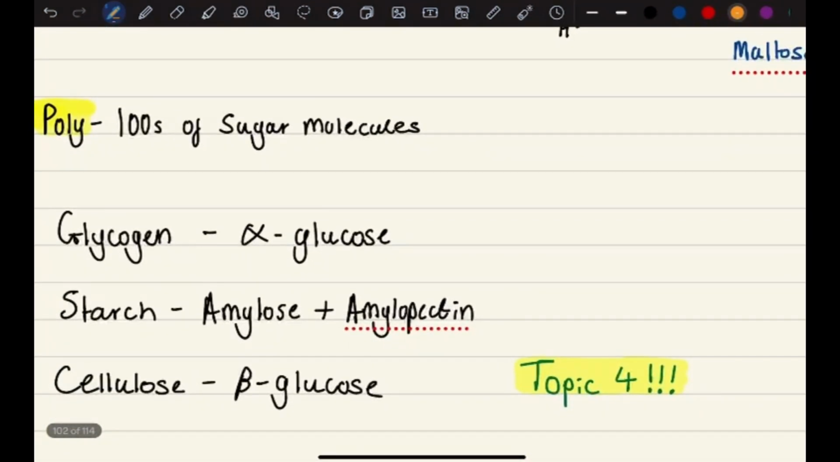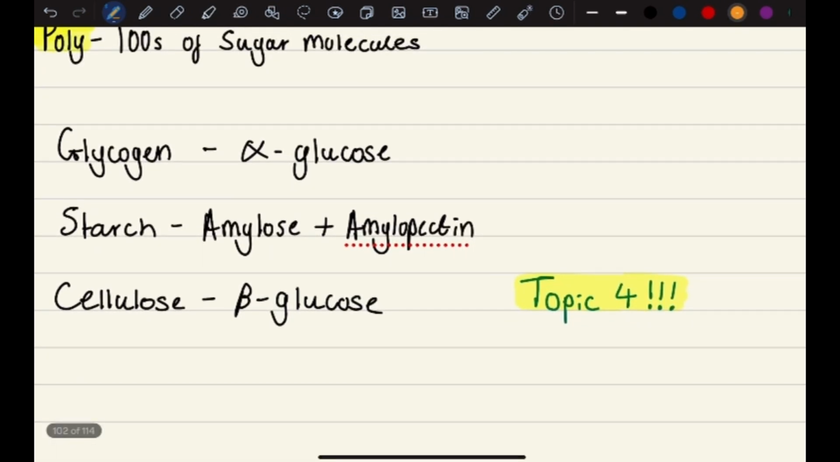And then poly means it's a polymer. You've got thousands of these sugar molecules. And the ones that we really want to talk about are glycogen, starch, and cellulose. So we're going to get more into them individually later. But glycogen is a polymer of alpha glucose. Starch is a polymer, again of alpha glucose, but made up of amylose and amylopectin. And cellulose is made up of beta glucose. Again, something we're going to focus on in topic 4.